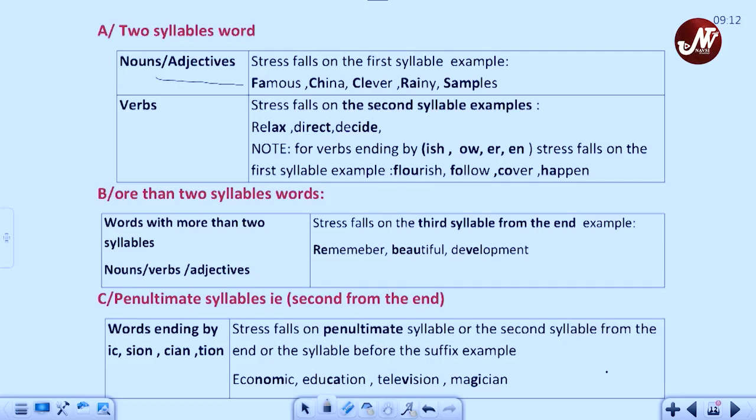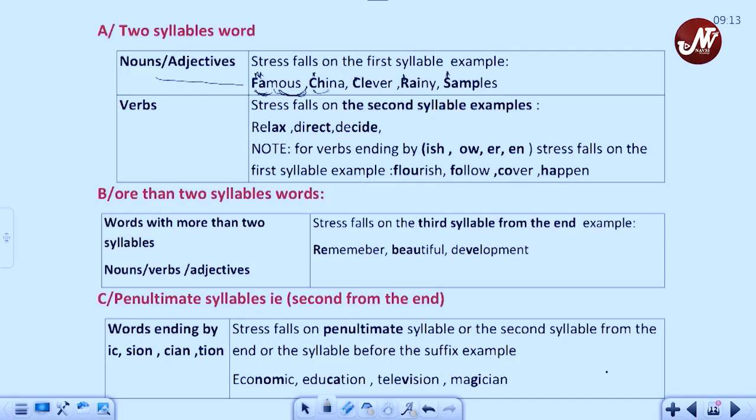So we have, for example, the word famous. Stress falls on the first syllable. Example: famous, China, clever, rainy, and simple. So we have two syllables in the word famous. The first syllable is fay and the second syllable is mus. So we stress the first syllable, we say famous.